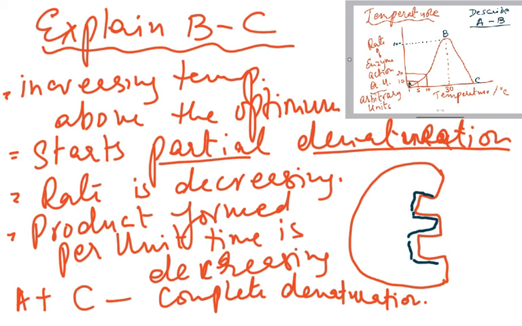So you understand what is happening between B and C. As you see, between B and C, the rate is decreasing. But what is happening is that the shape of the active site is slowly changing. Now a time will come, it will be totally lost. So the substrate will no longer fit.